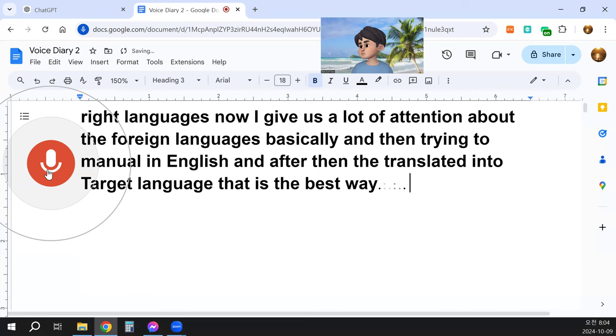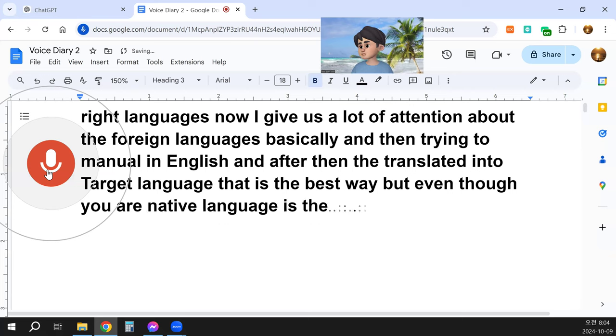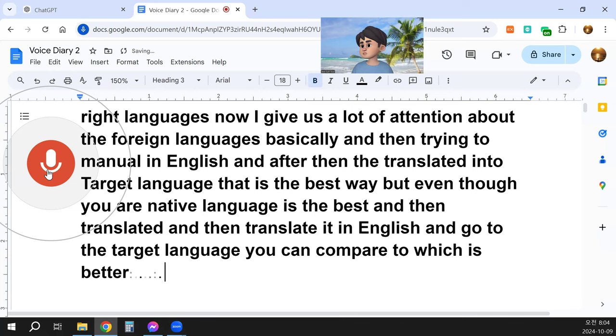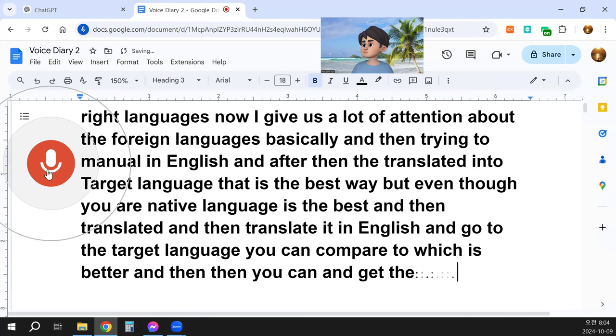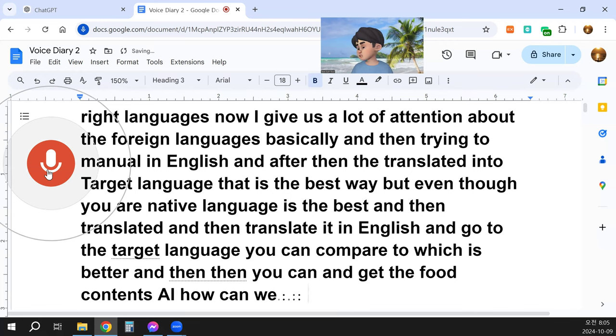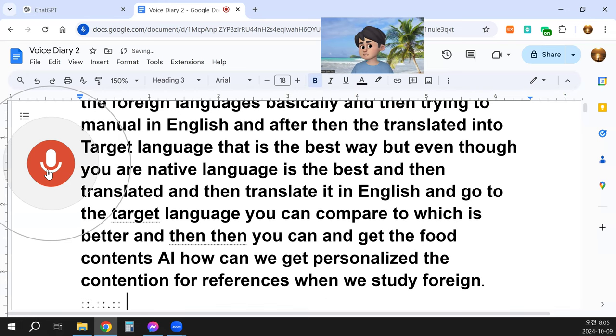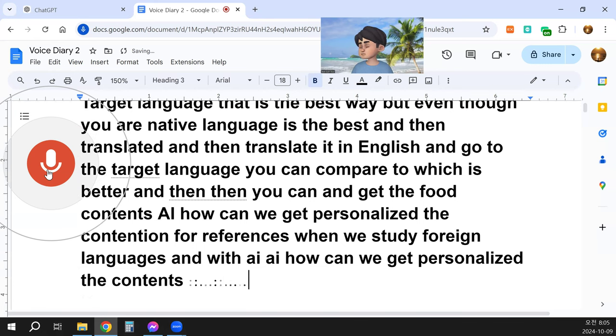But even if your native language is the base, and you translate it into the target language, and also translate it into English and then into the target language, you can compare which is better and get good personalized contents for the reference. AI, how can we get personalized contents for reference with AI?